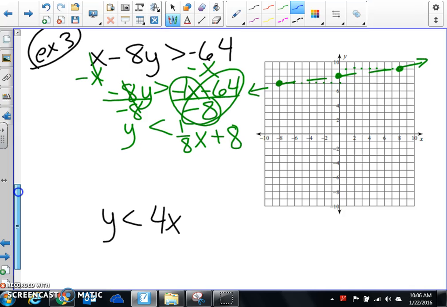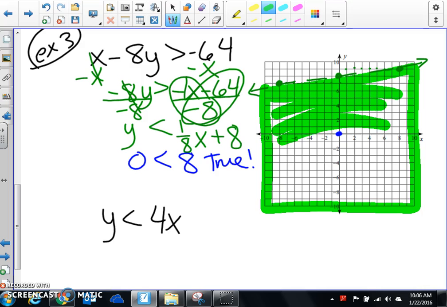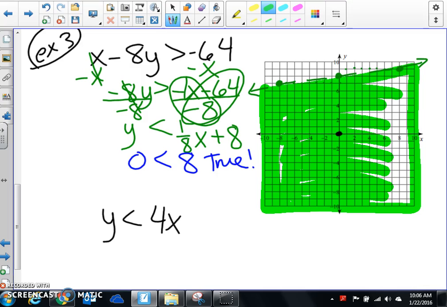And then I'm going to try out point 0, 0, which is here. So 0 is less than 8. That is true. So I grab my highlighter and I go downwards so that I include the origin because that is a possible solution. And do you notice how I'm coloring everything in? You need to too. Don't be sloppy.